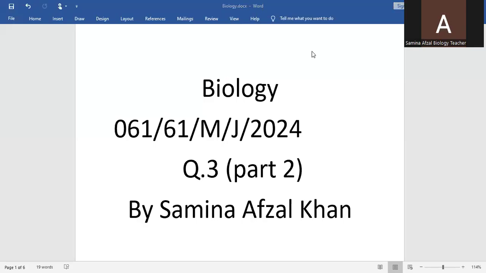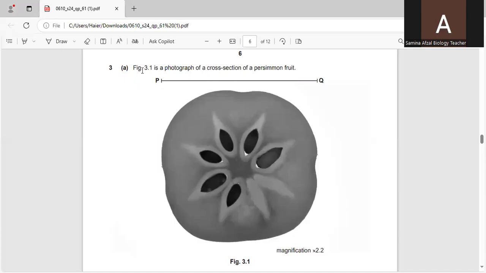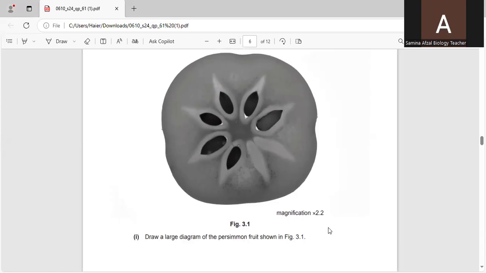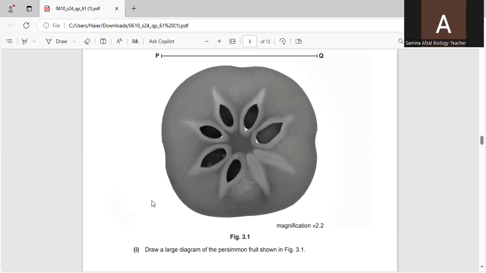IGCSE Biology 061, Paper 6, Variant 1, May June 2024, question number 3. Figure 3.1 is a photograph of a cross section of a persimmon fruit, which is magnified 2.2. We have to draw a large diagram of the persimmon fruit shown in figure 3.1.